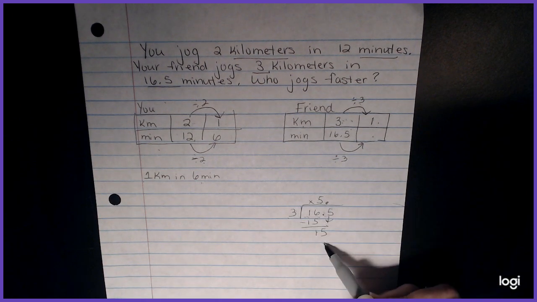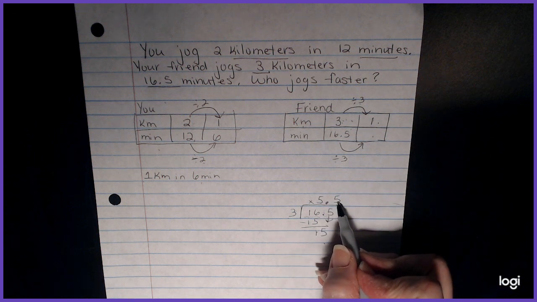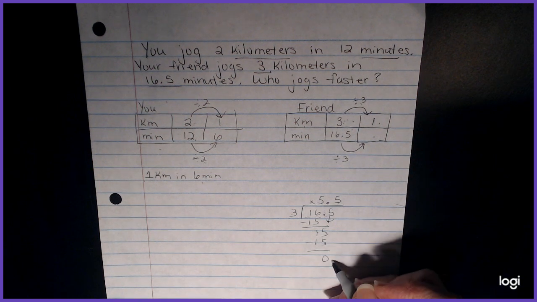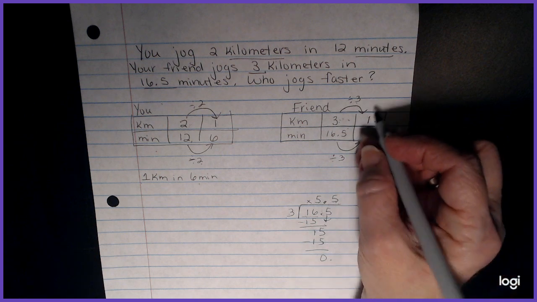And 3 goes into 15. It looks like 5 times. 5 times 3 is 15. And I have now a 0, so it came out evenly. We have here 5 and 5/10.